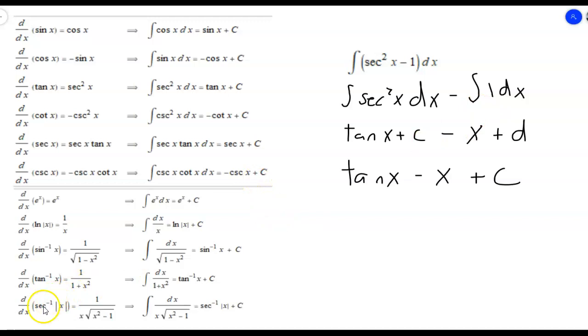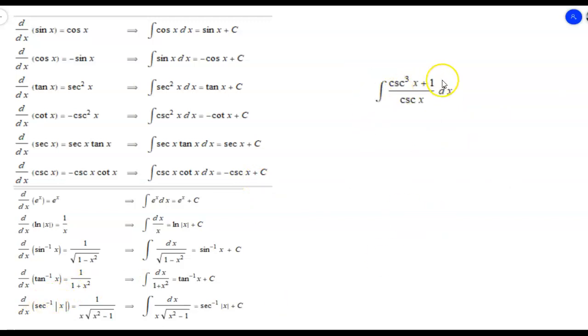All right, let's go ahead and take a look at one more here. So here's a doozy. We want to find the antiderivative of the cosecant cubed of x plus 1 over the cosecant of x dx. All right, so how do we do this? Go ahead and pause the video, give it a try. I'll give you a hint. Break up the fraction, and when you're ready, turn it back on, and we'll go through the solution.